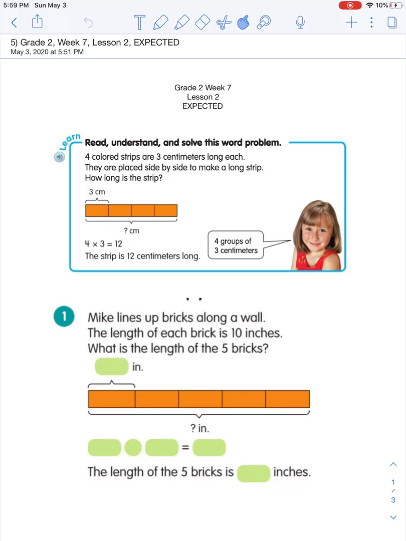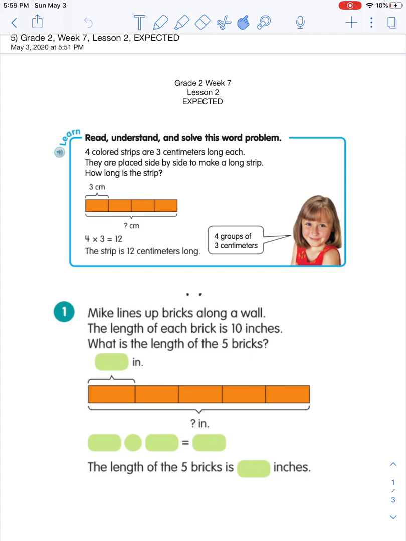It told us 4 colored strips are 3 centimeters long each. So I have 4 colored strips and they're all 3 centimeters long. They are placed side by side to make a long strip. How long is the strip? So they did a bar model to help us picture it. They did 4 strips. So here's one strip. Here's another strip, a third, and a fourth.